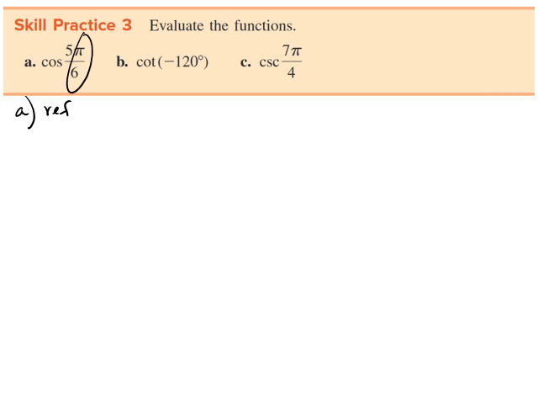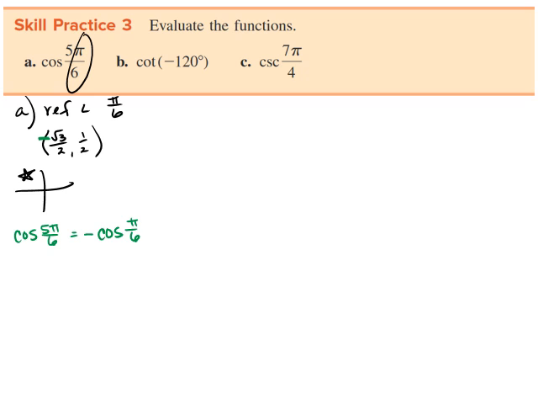My reference angle in part A is pi over 6, since it's a multiple of pi over 6. So I'm going to use this ordered pair. 5 pi over 6 is in quadrant 2. So in quadrant 2, I know cosine is negative. So cosine of 5 pi over 6 is the same thing as negative cosine of pi over 6. Using the reference angle, we know it needs to be negative, so our final answer is negative root 3 over 2.